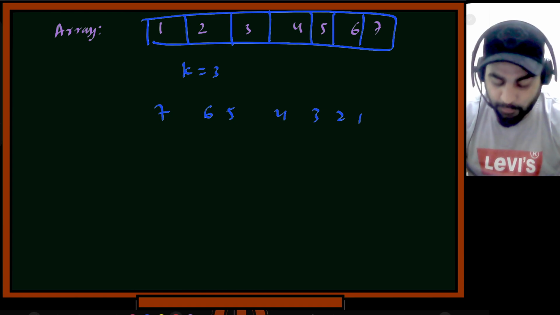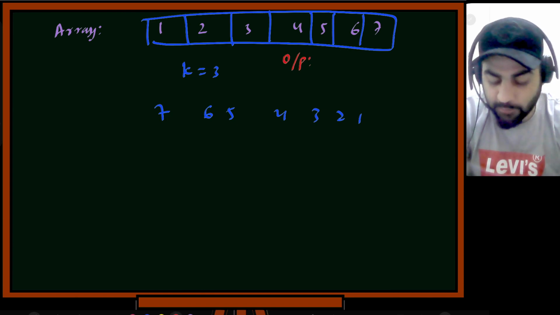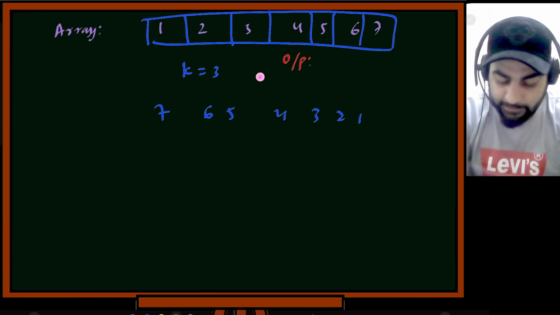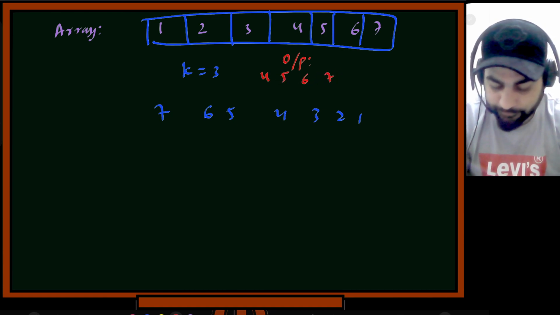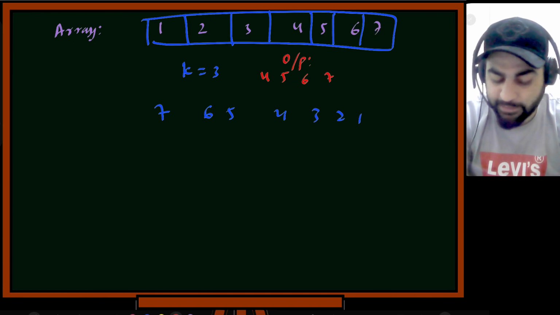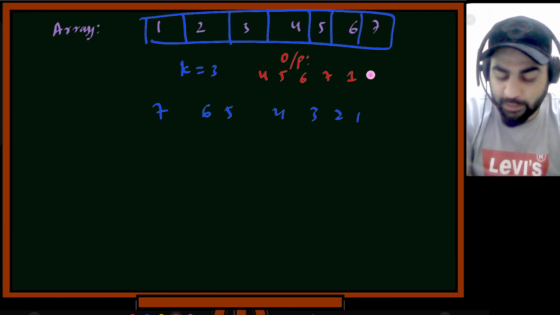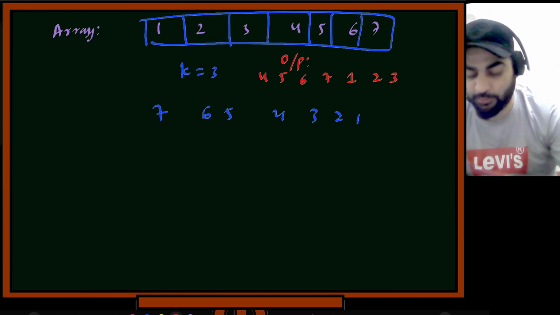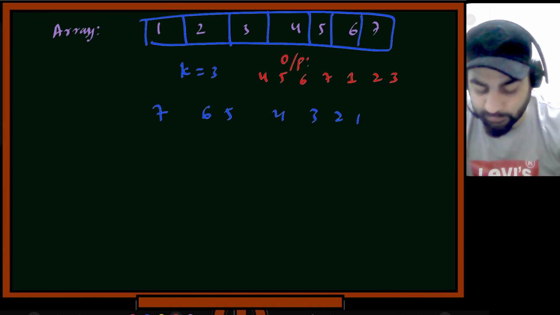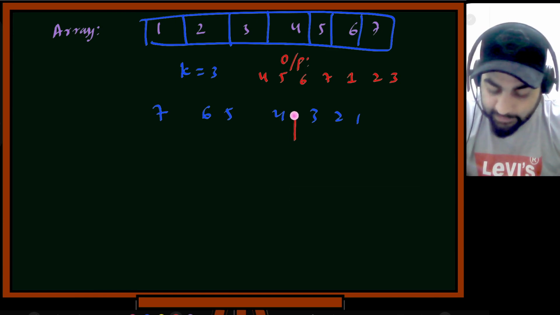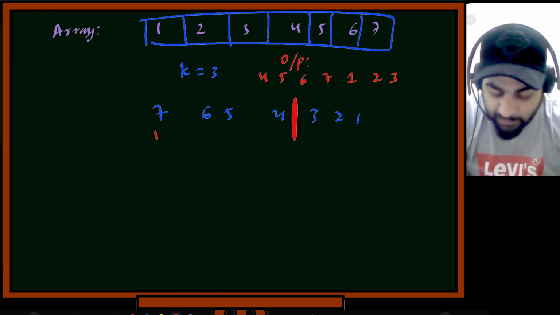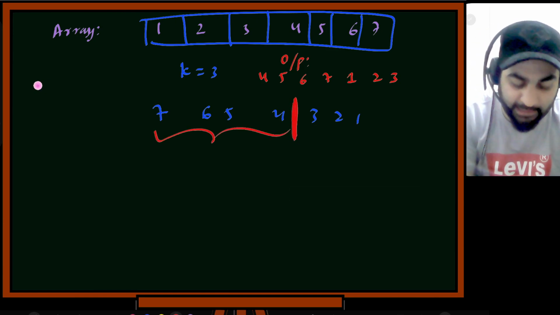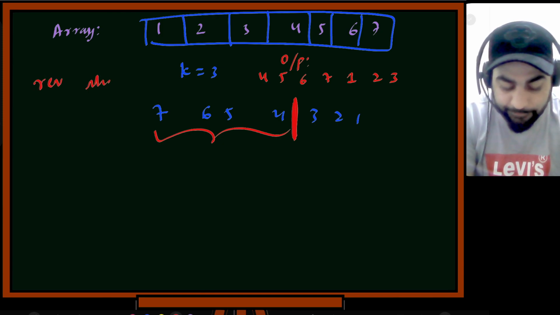If you see the output, what we require is 4 5 6 7, then this 1 will go over here, 1 2 3. So what we'll do is we'll use the reverse way. We have to get 4 5 6 7 1 2 3. So first we reverse the array. The first operation was reverse the whole array.